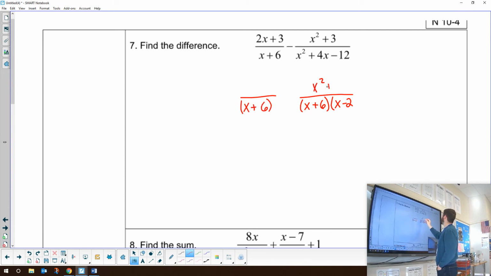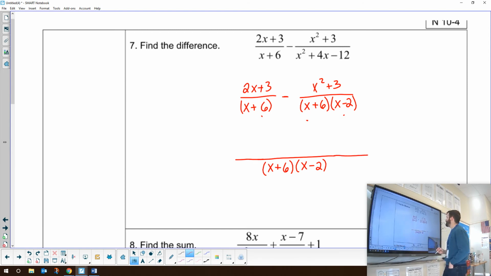So I'll have my x squared plus 3 on top, my minus here in the center, my 2x plus 3 over here. Now, it's obvious what our lowest common denominator is. My lowest common denominator is, well, they have these two in common. The only thing that this side is missing is an x minus 2. So I'm just going to redraw this with x plus 6 times x minus 2 as my denominator. And I'm going to make this a little bigger, my big old fraction.